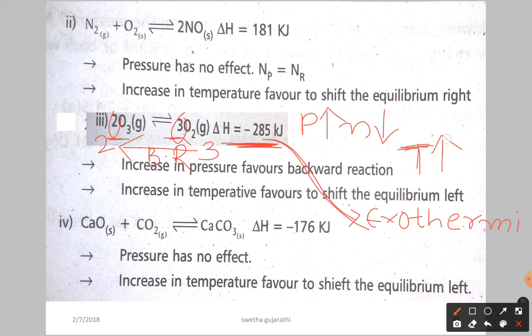Again, you are going to increase the temperature. So in the forward direction it is an exothermic reaction. As you know very well, if you go for the reverse, the delta H symbol becomes positive. For the backward reaction, delta H has the same magnitude but the positive sign. So once we increase the temperature, it is favorable for the backward reaction, or the equilibrium shifts towards the left.